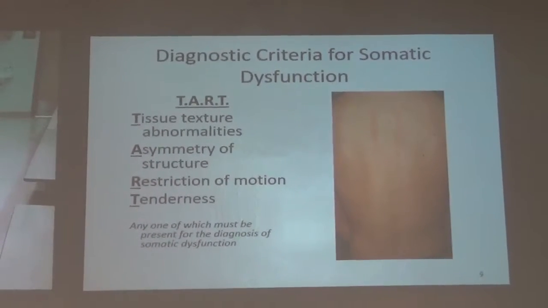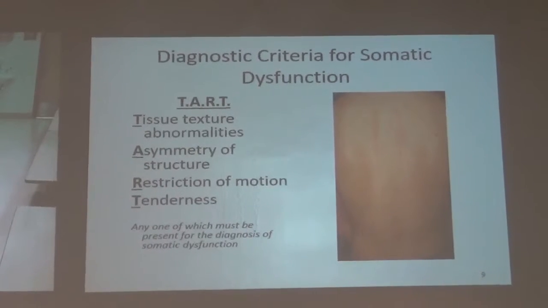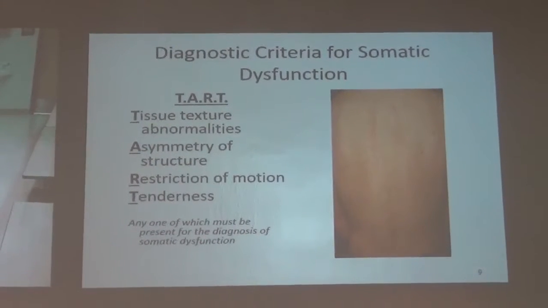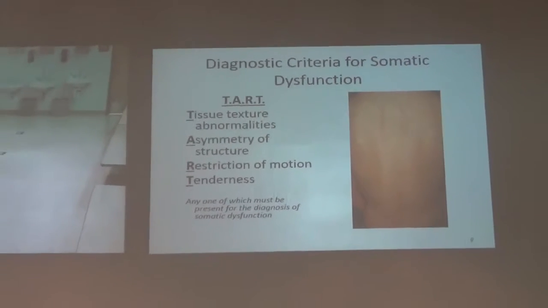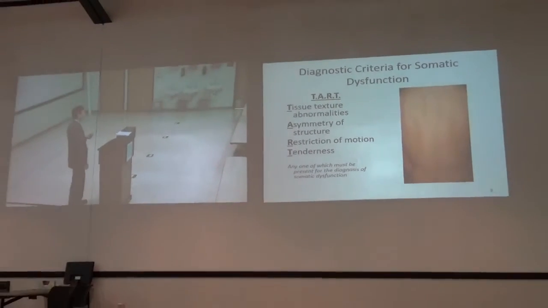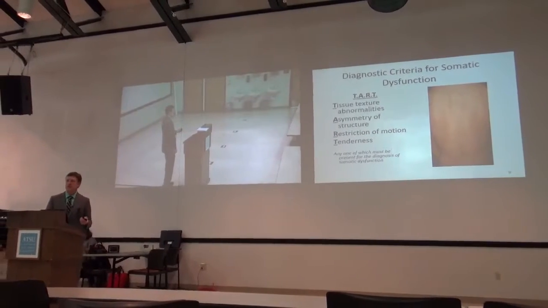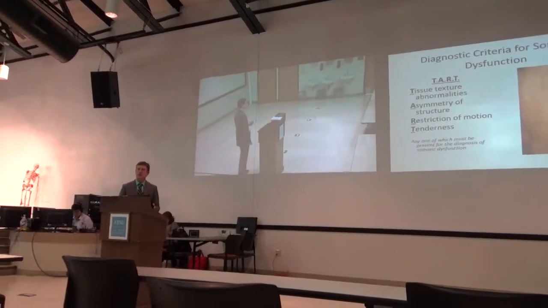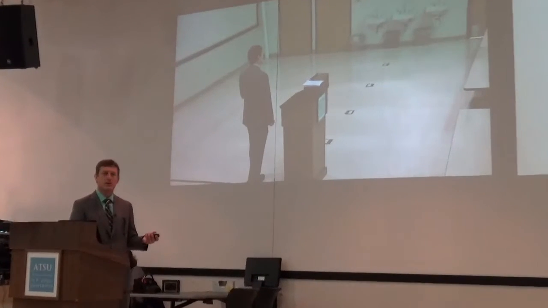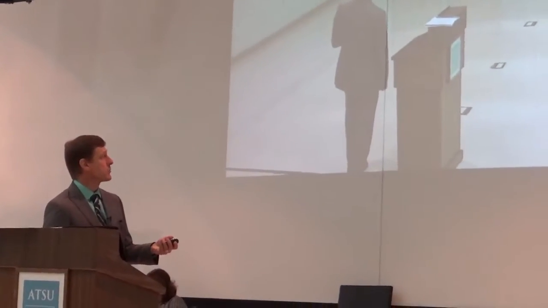this TARD framework. So we look for tissue texture abnormalities. So you're running your hands along, you feel some changes in the tension of the structure, or maybe you notice some changes in the temperature, and you start reasoning in terms of its physiologic function that the tissue under your hands is starting to be altered based on the tissue not feeling like everything else. That would be tissue texture abnormality.